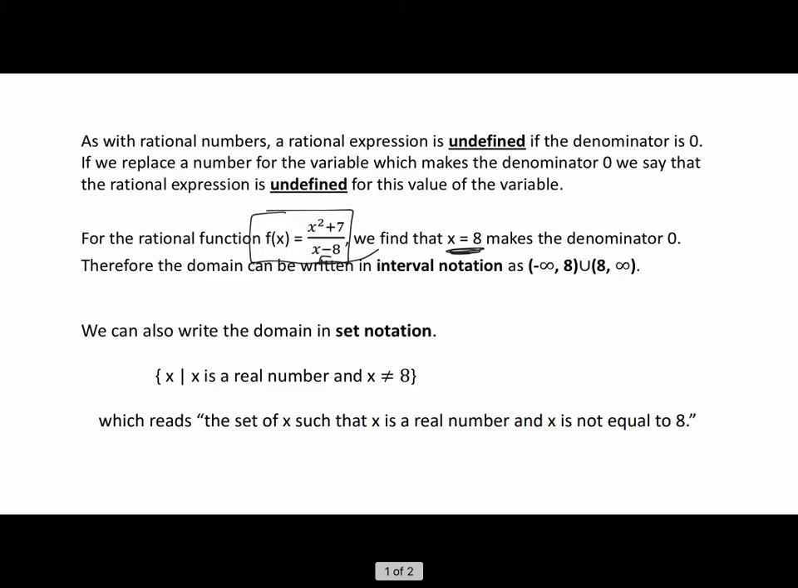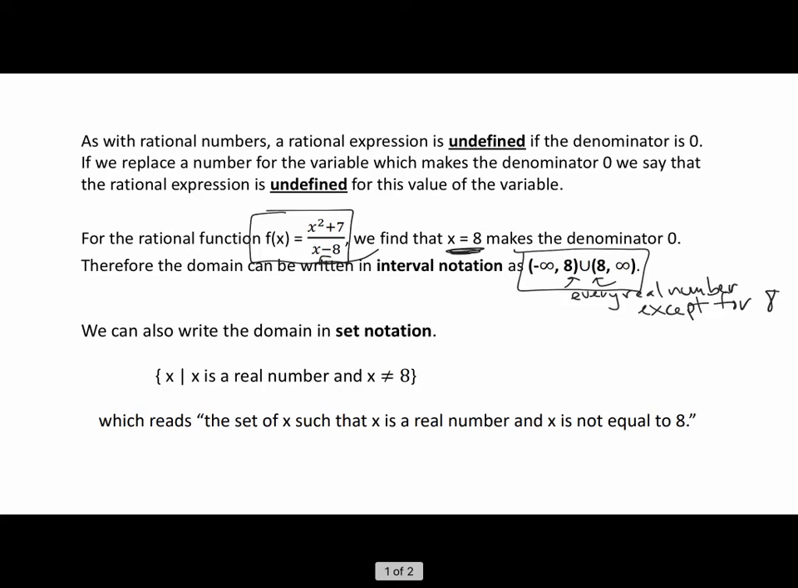Therefore, the domain can be written in interval notation as negative infinity to 8, and then pick back up again at 8 to infinity. So what this says is every real number except for 8. And you can see that because there's no bracket here. It's an open parenthesis, which means 8 is not included. So this interval is basically from negative infinity to positive infinity, but it breaks it up at 8 to show you that 8 is the only number which is not included.